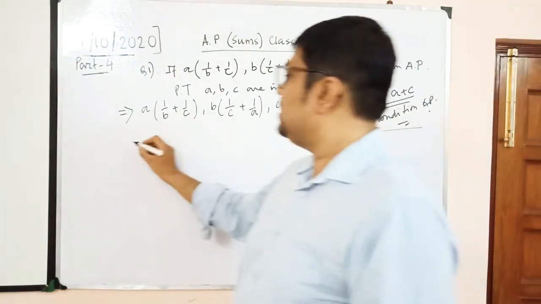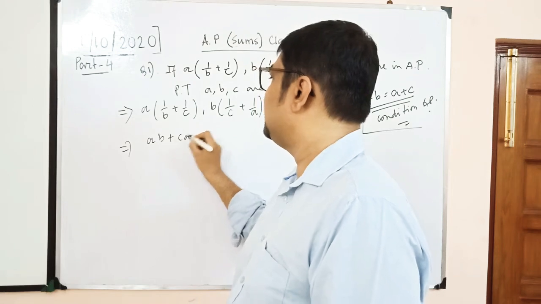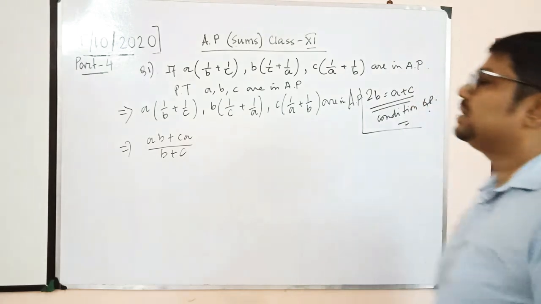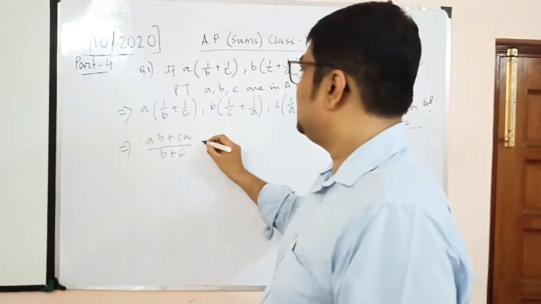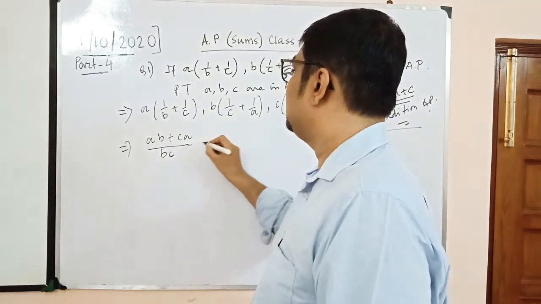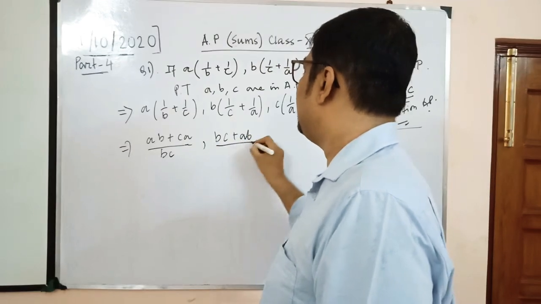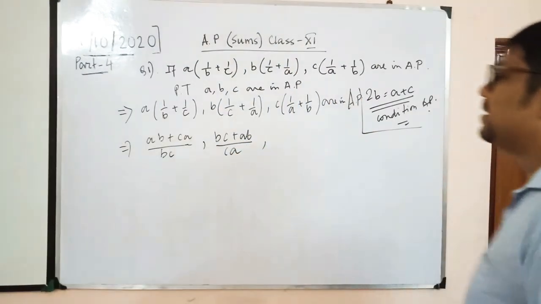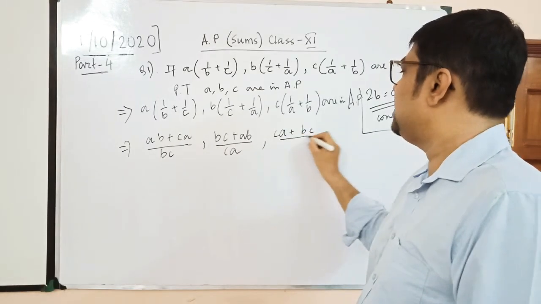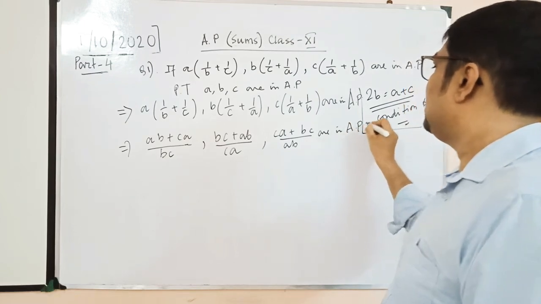Next I'll simplify this. If I simplify this, I'll get something like AB plus CA, then B plus C. You simplify it, you get it. Then, sorry, it's BC plus AB by CA, and then CA plus BC by AB. So simplifying, this is also in AP, that we got.